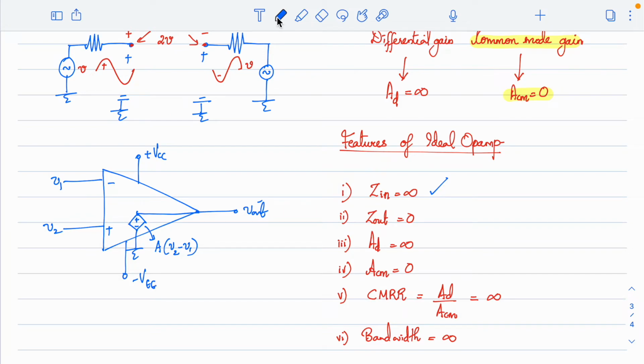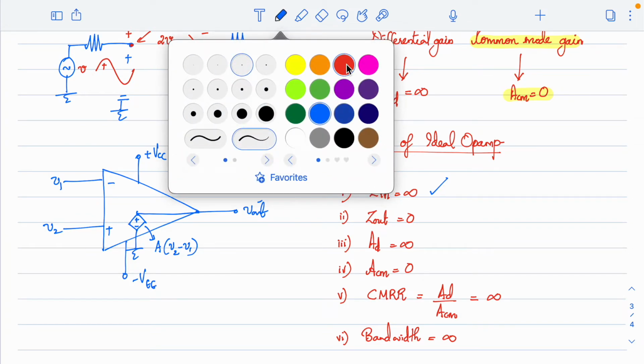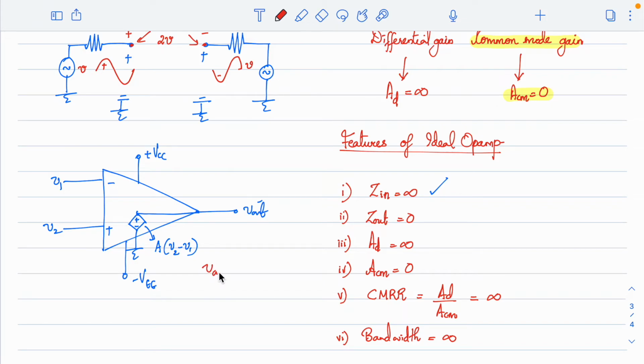Alright, yeah, just look at this now. If I write V out as A times V2 minus V1, which is what I am expecting out of the op amp, this A is called the differential gain or the open loop gain of the op amp, right? Now if I write like this, I can also write that V out by A is equal to V2 minus V1, right? When the output is A times V2 minus V1, I can also write it this way.